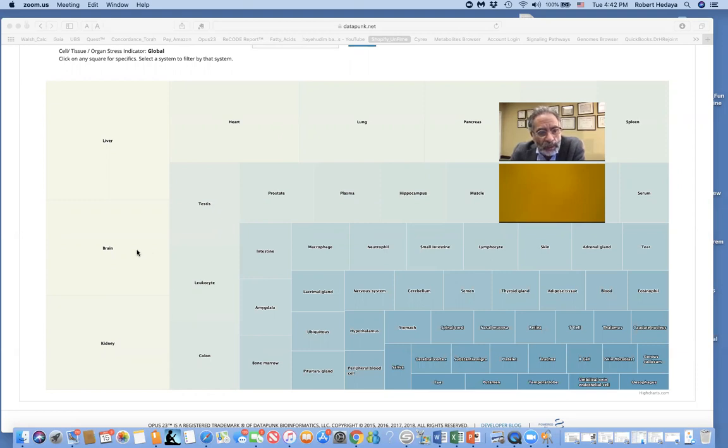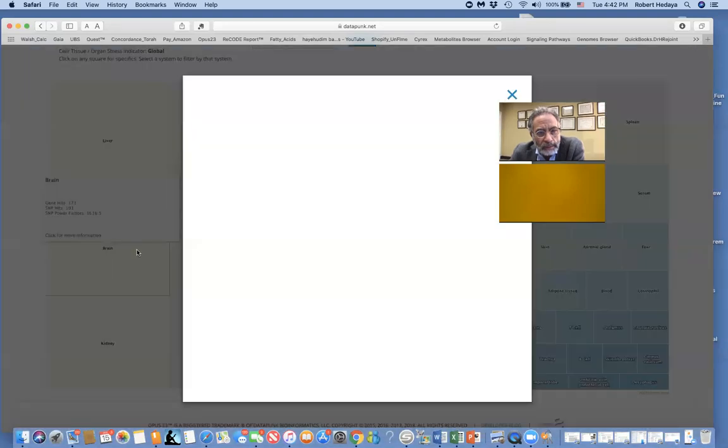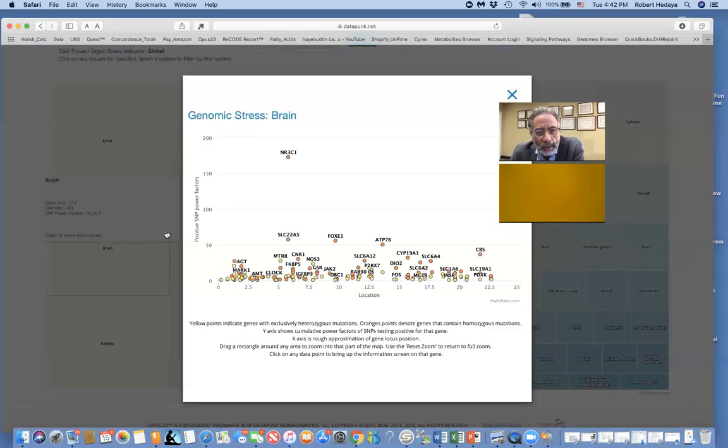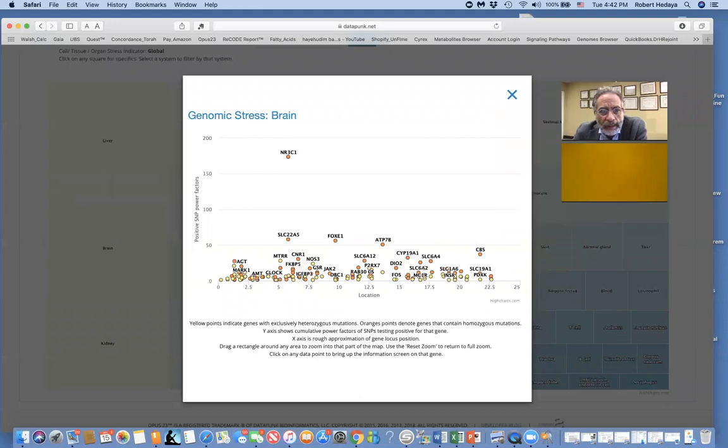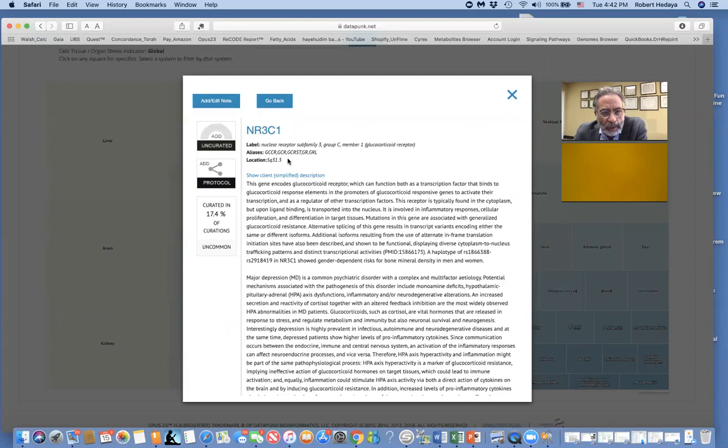And what we can see here is, if we look at the genetics, you see up here a gene. It's called NR3C1, nuclear receptor subfamily 3, group C, member 1. And you can see over here it says glucocorticoid receptor.